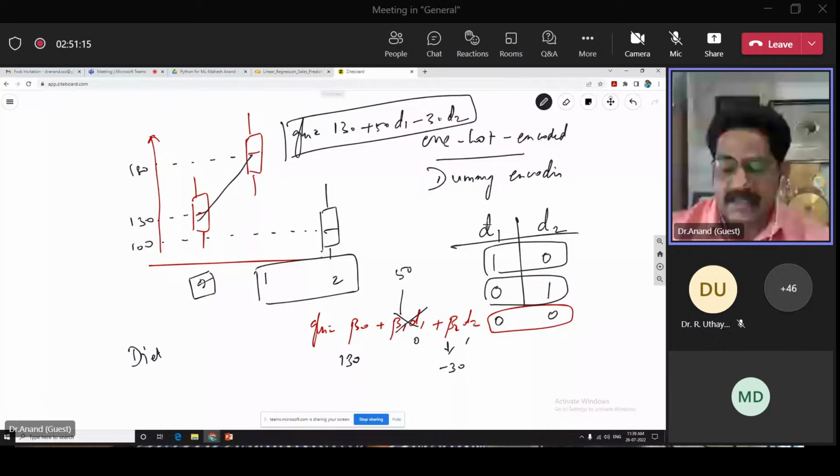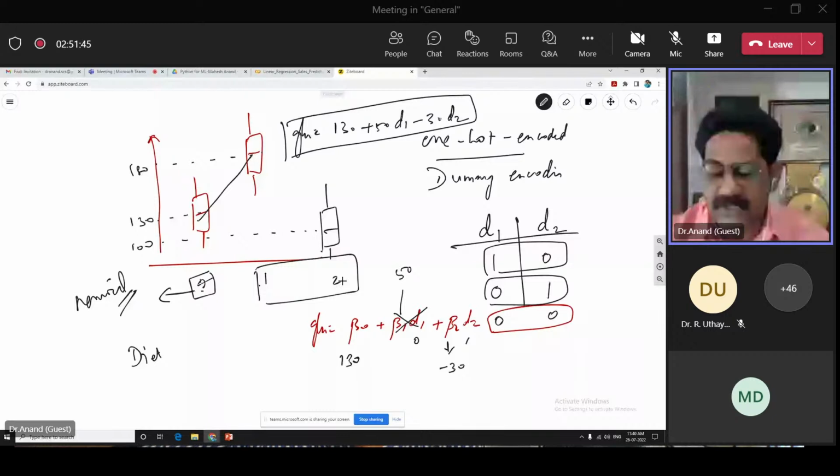Nominal scale means the number does not carry any weightage. It just belongs to that category, that's all. Since it's labeled as 0, 1, 2, I have to make it so the model will understand like this. The model will learn that label 2 does not carry any weightage. So this is the way the model learns for the categorical variable.